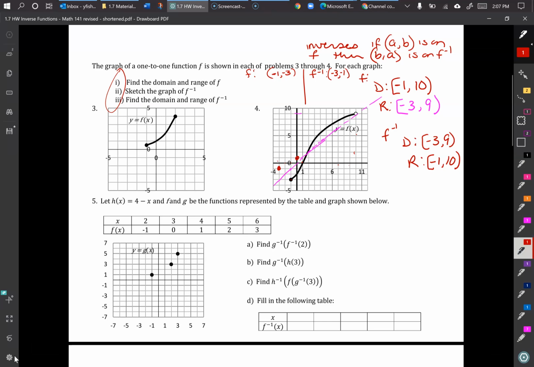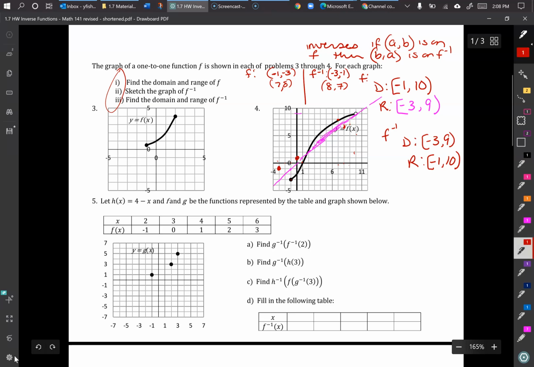Sometimes I like to switch it up. But for this one, for instance, on my original function I have 7, 8. Then that means 8, 7 is on my inverse. It's a little hard to see here. So I have 8 and then 7. I think my little line of symmetry is a little crooked.